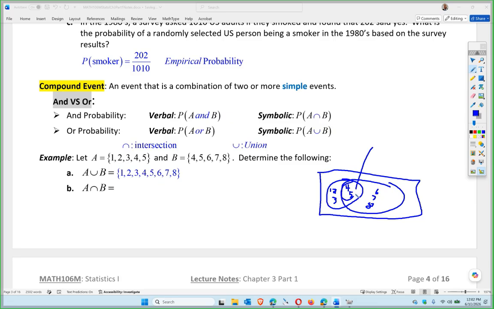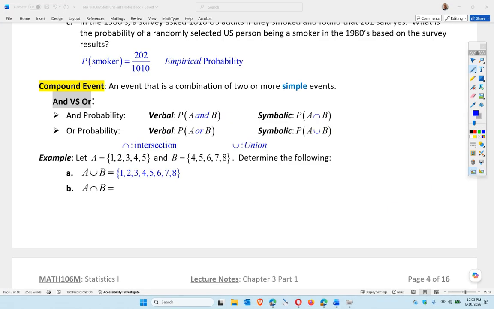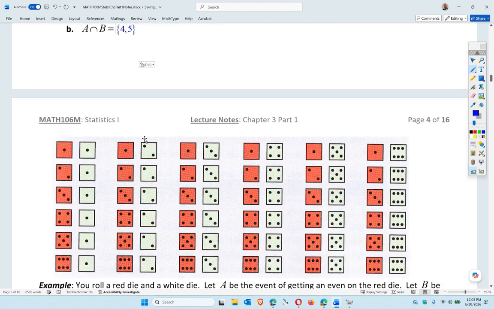So what do they have in common? They have 4 and 5 in common, don't they? So intersection, which is this symbol right here, which means "and," right? So it's in A and it's in B, right? A or in B. "Or," remember from high school proofs and geometry, "or" means one, the other, or both, doesn't it? Right? Okay. So let's talk about compound events here.